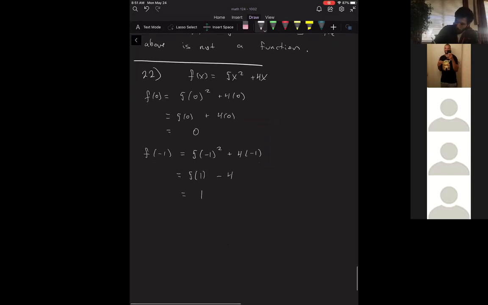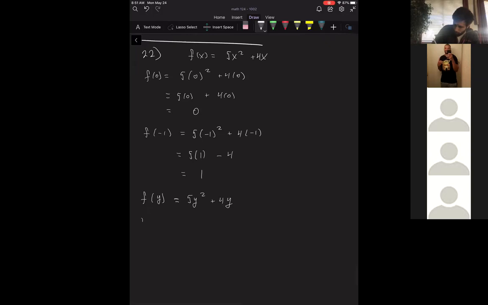But we could also put in a letter. How about if we plugged in f of y? Remember, all that means is all you're doing is replacing all the x values with whatever you're plugging in. So we're replacing all of our x values with y values. So this is just going to be 5y squared plus 4y. We could do the same thing with a different letter, say f of t. This is going to be 5t squared plus 4 times t.